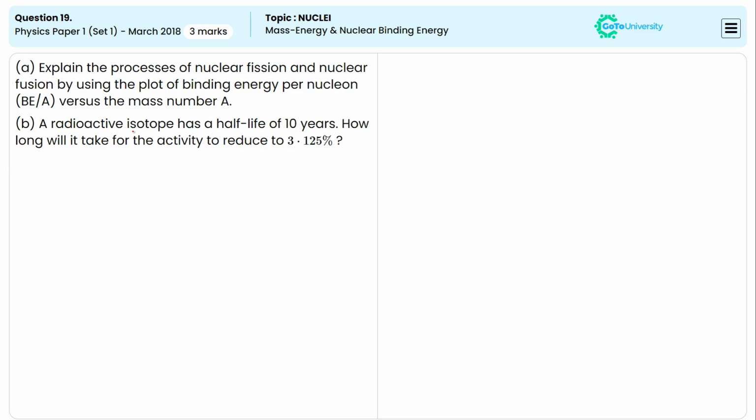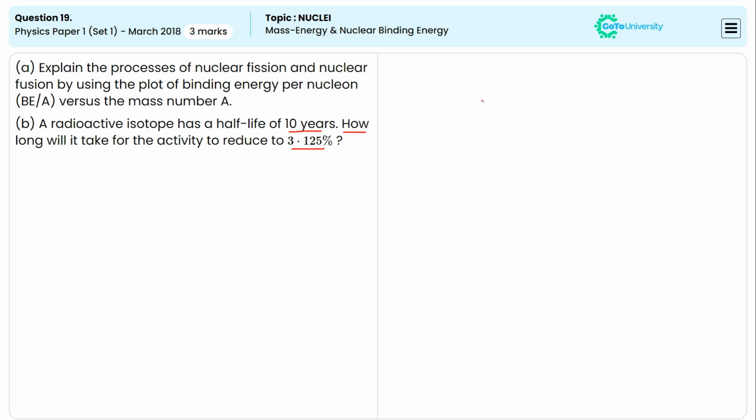A radioactive isotope has a half-life of 10 years. How long will it take for the activity to reduce to 3.125%? One radioactive isotope is there. It will reduce by a half-life, that is, it will take 10 years. And in that process, how long will it take for the activity to reduce to 3.125%? Okay, we need to find the time here.